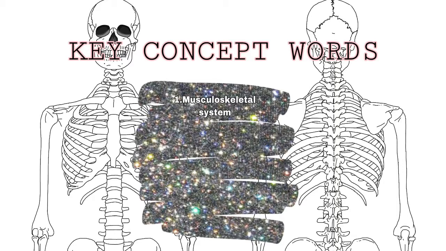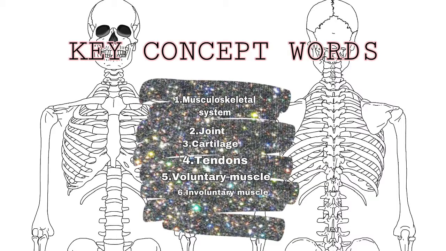Number 1 is the musculoskeletal system. Number 2 is a joint. Number 3 is cartilage. Number 4 are tendons. Number 5 is voluntary muscle. Number 6 is involuntary muscle. And finally, number 7 is striated muscle.